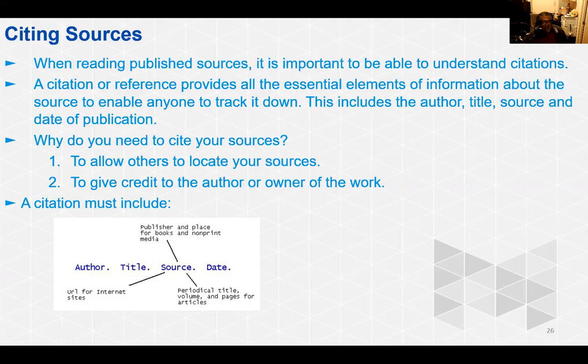What do I need to cite on your source? To allow others to locate your sources, to give credit to the author or owner of the work. A citation must include the author, the title, the source, and the date. You're also going to need to put in the internet address if you pulled it from the internet, and particular titles or volumes or the pages that you've actually pulled it from. So this information is very important. It keeps you out of going to jail or going to court to be sued.